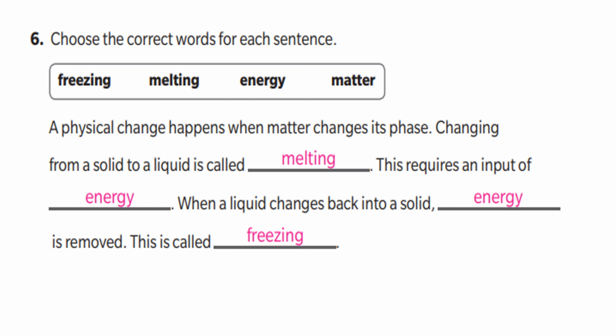Energy: the ability to do work. Matter: anything around you that has mass and volume. A physical change happens when matter changes its phase, its state, from liquid to solid to gas. Changing from a solid to a liquid is called melting. This requires an input of energy, which means we require heating. When a liquid changes back into a solid, energy is removed, which means cooling. This is called freezing.